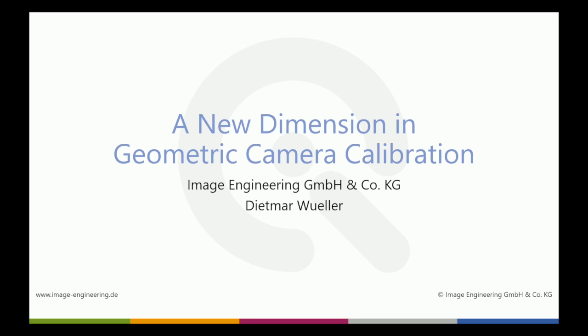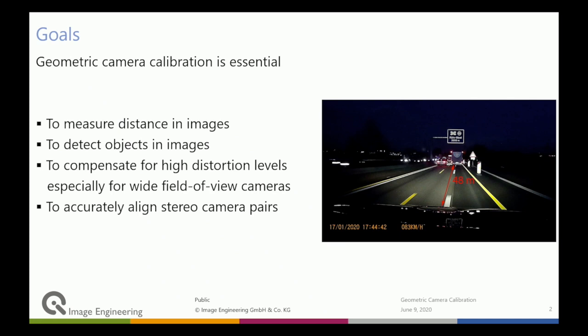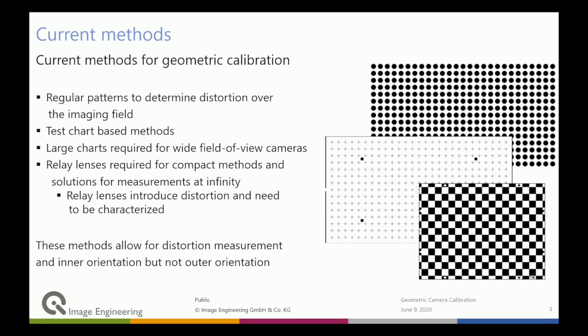Hello, ladies and gentlemen. Welcome to the introduction to a new dimension in geometric camera calibration. Geometric camera calibration is essential in a lot of applications. For example, to measure distances in images, to detect objects in images, to compensate for high distortion levels, especially when it comes to cameras with a wide field of view, or to align stereo camera pairs to each other in an accurate way.